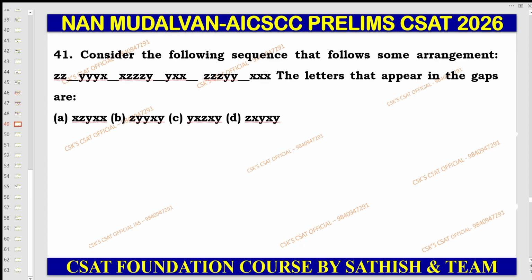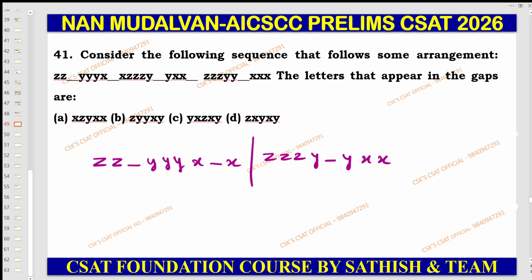If you break up, listen. How many are there? Totally z dash y x dash x 9. I am splitting as a 9. 27 is there here. Easily you can pick up a logic if I am splitting like this.